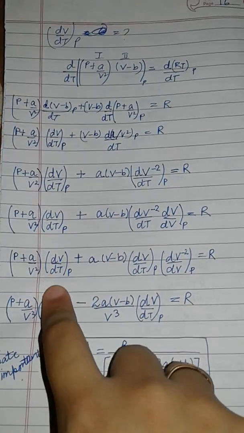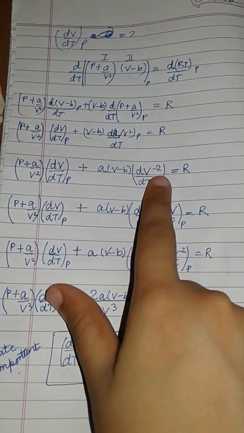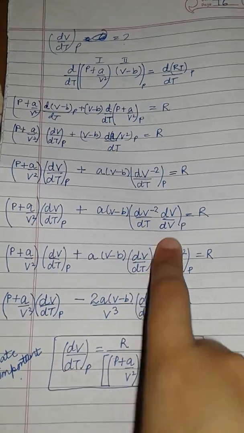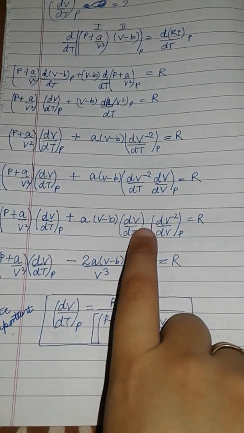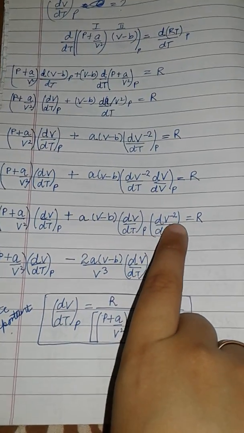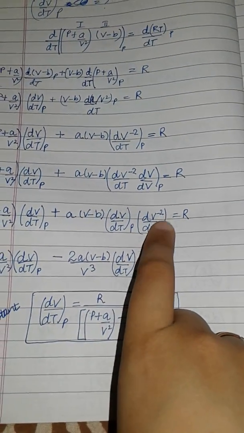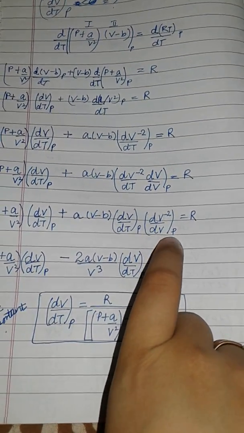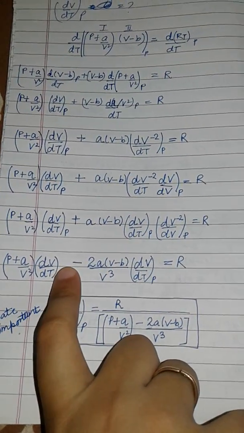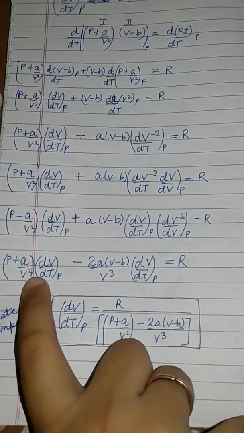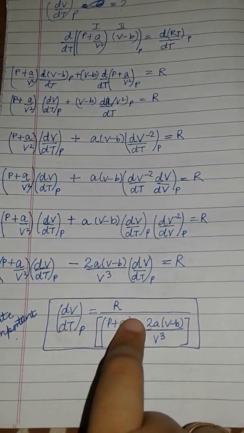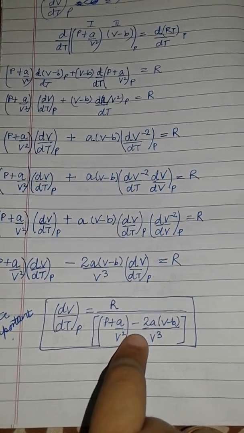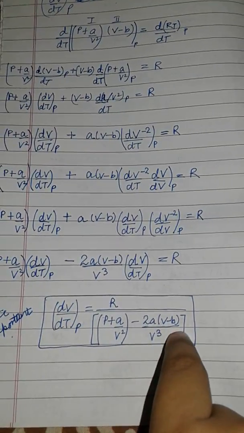Now this will remain as it is. Now this we will multiply and divide by dV. Then this will become (V minus b) dV/dT at constant P upon dV, whole minus 2a/dV at constant P. Now after solving this, we get dV/dT at constant P is equal to R upon P plus a upon V square minus 2a(V minus b) upon V cube.